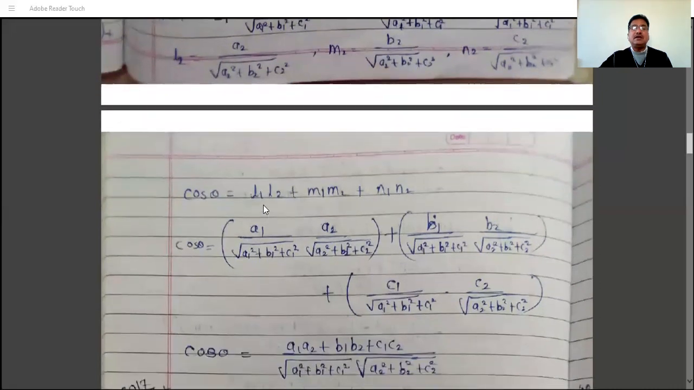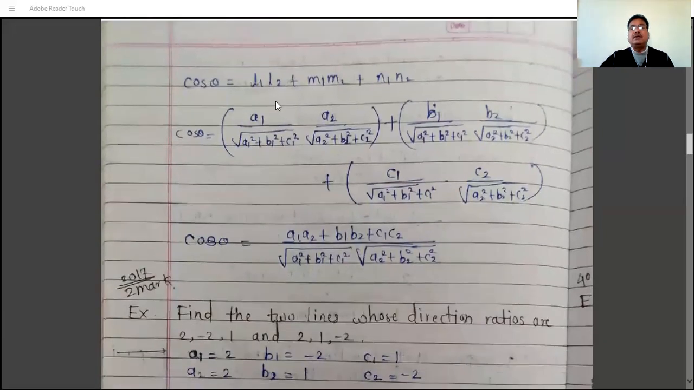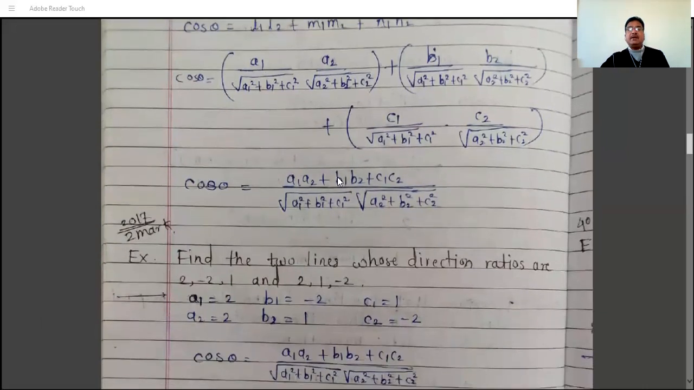And then cos theta is l1 l2 plus m1 m2 plus n1 n2. Substitute the values of l1, m1, n1 and l2, m2, n2. We have the LCM as root a1 square plus b1 square plus c1 square, root a2 square plus b2 square plus c2 square, and the numerator is a1 a2 plus b1 b2 plus c1 c2. So cos theta is equal to a1 a2 plus b1 b2 plus c1 c2 divided by root a1 square plus b1 square plus c1 square, root a2 square plus b2 square plus c2 square. So this is the formula to obtain the angle between two lines in terms of direction ratios.